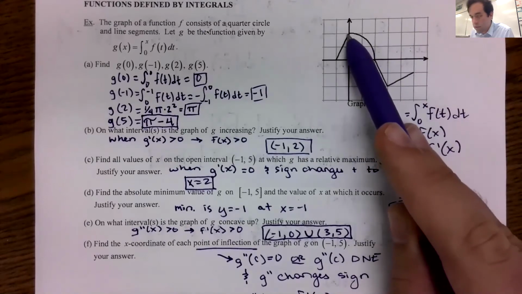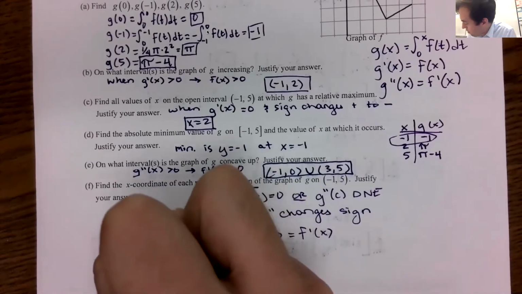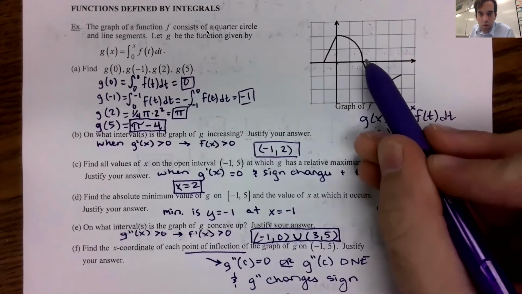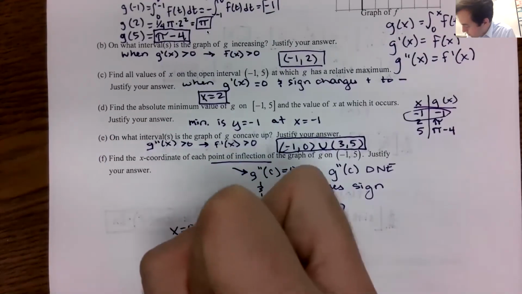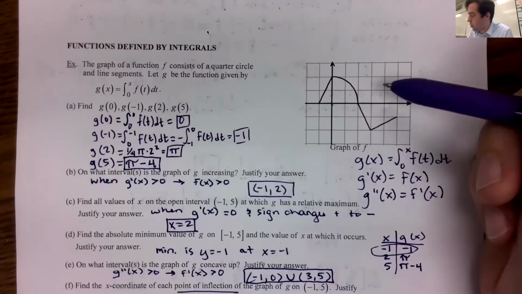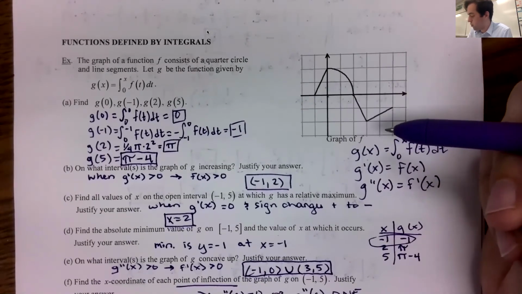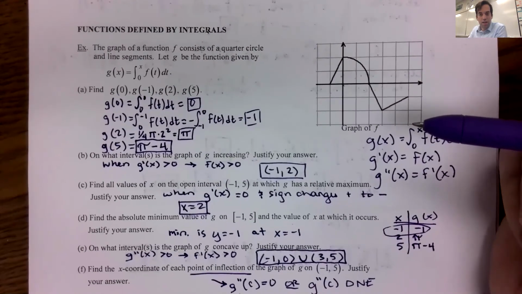x equals 0, we have a corner. So that's going to have a derivative that doesn't exist. We also have a corner at x equals 2 and at x equals 3. There's actually no points with a horizontal tangent. It's just 3 corners. And now we need to check, does our sign change at these points?